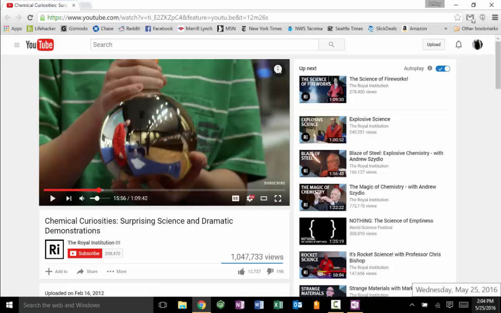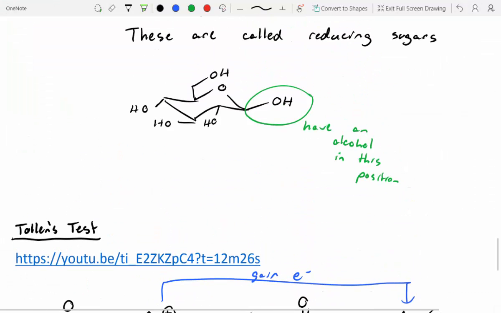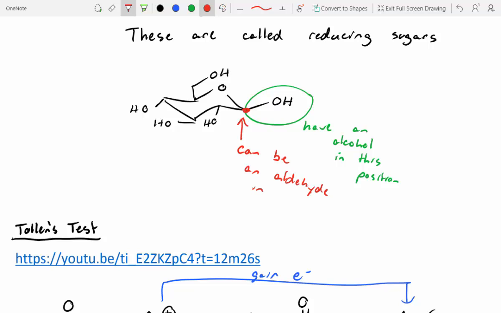Now, yep. Yeah, because if we think about a reducing sugar at this carbon, this can be an aldehyde in the open chain form.